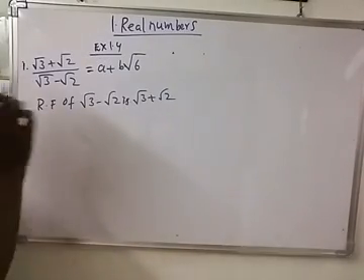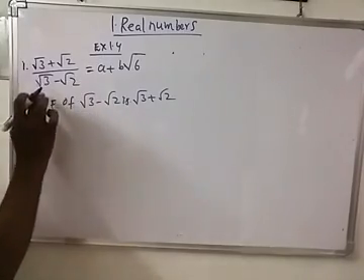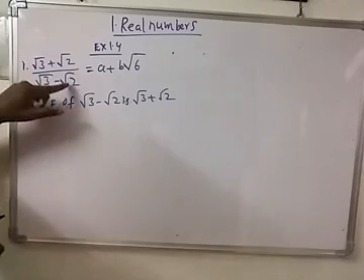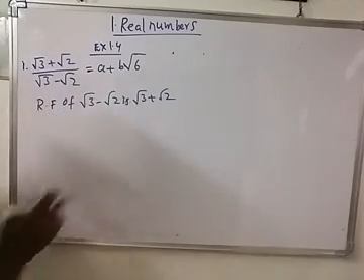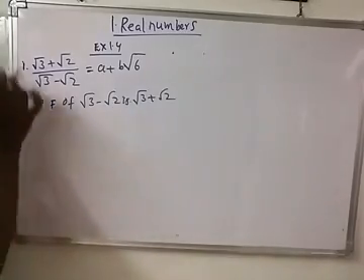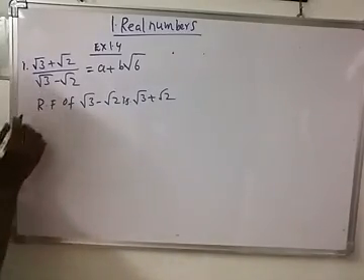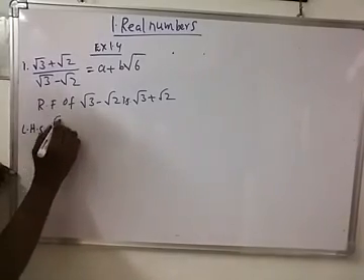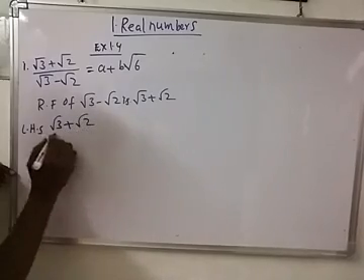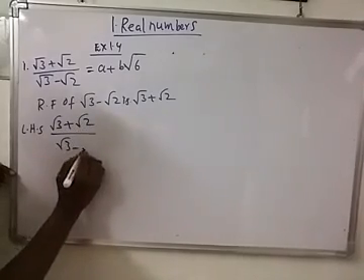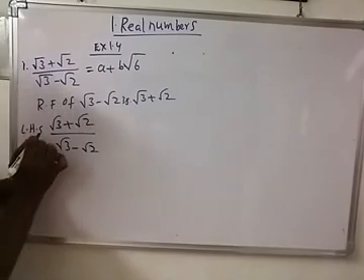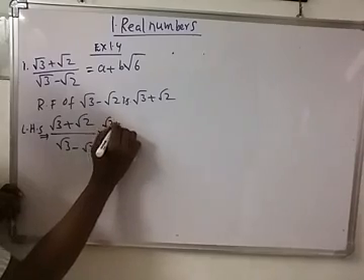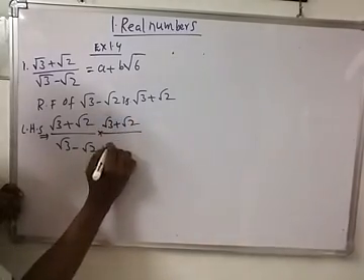What is the rationalizing factor of the denominator? The rationalizing factor of square root 3 minus square root 2 is square root 3 plus square root 2. We multiply the numerator and the denominator by it. So here, what is the LHS? That is (square root 3 plus square root 2) by (square root 3 minus square root 2), multiplied and divided by square root 3 plus square root 2.